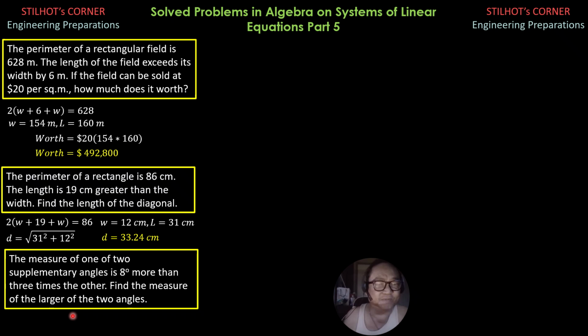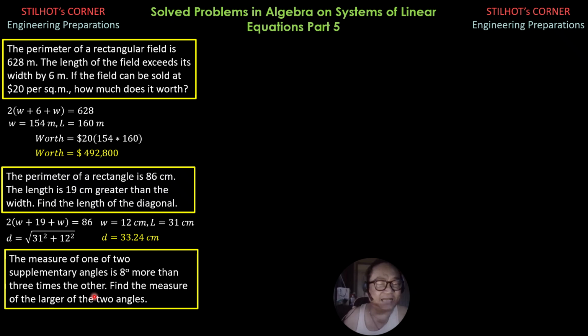Next, the measure of one of two supplementary angles is 8 degrees more than 3 times the other. Find the measure of the larger of the two angles. So the larger angle is the angle that is 8 degrees more than 3 times the other.